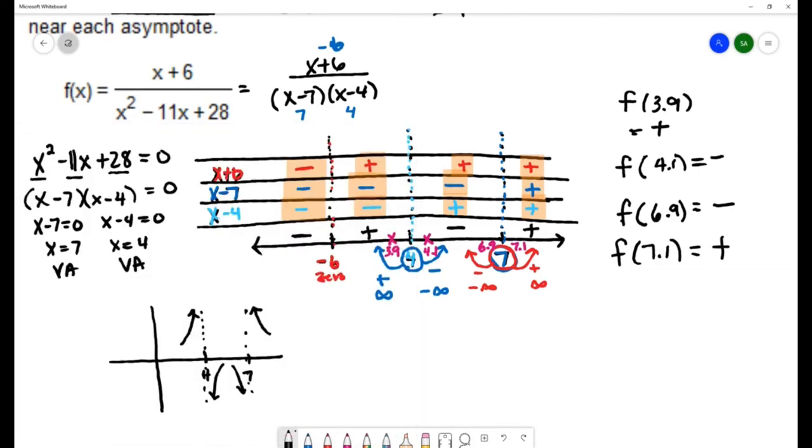So hopefully you see that that matches. We got positive to the left of 4, negative to the right of 4. Negative to the left of 7, positive to the right of 7. So we could get the same pluses and minuses, which tells us that the y goes to infinity or negative infinity.